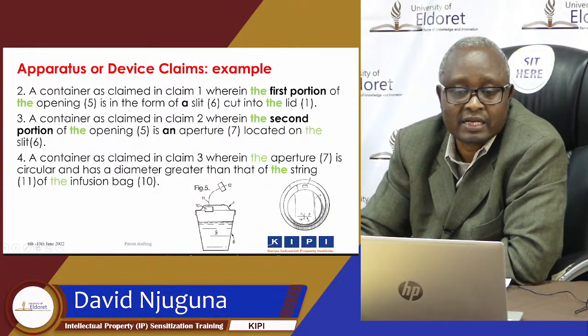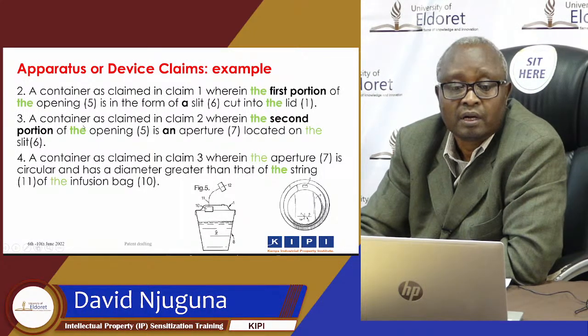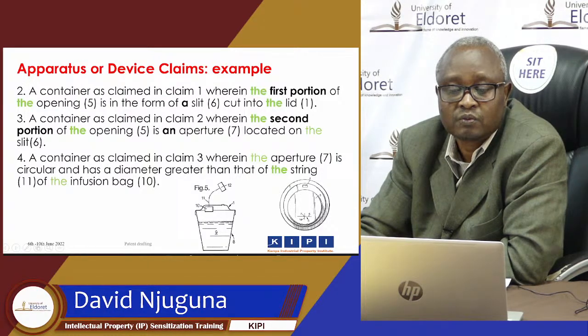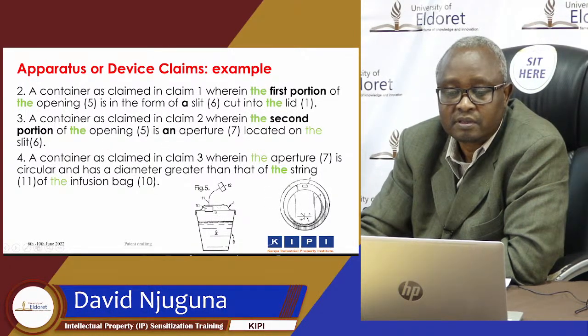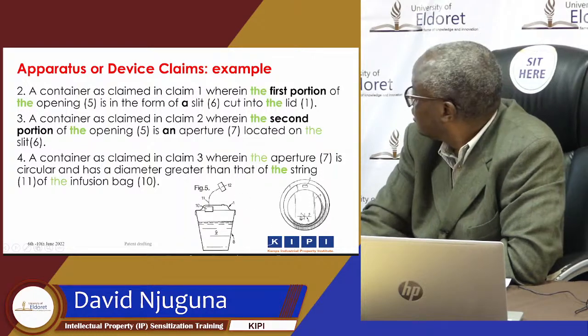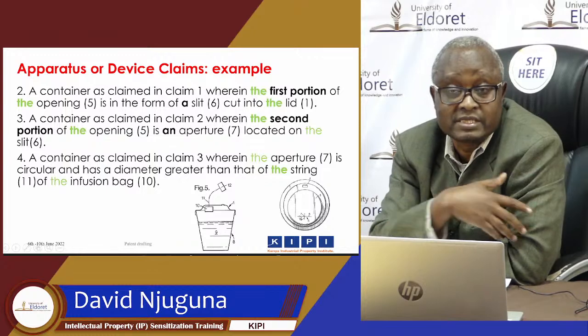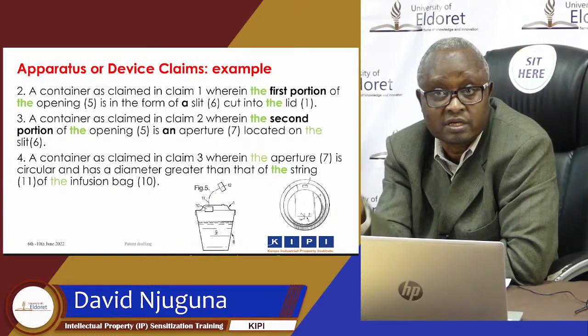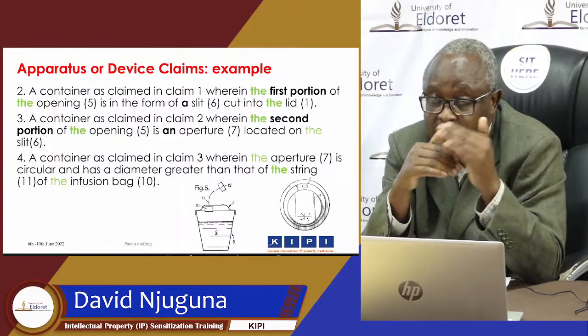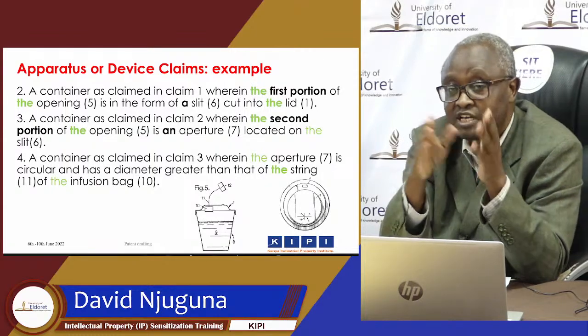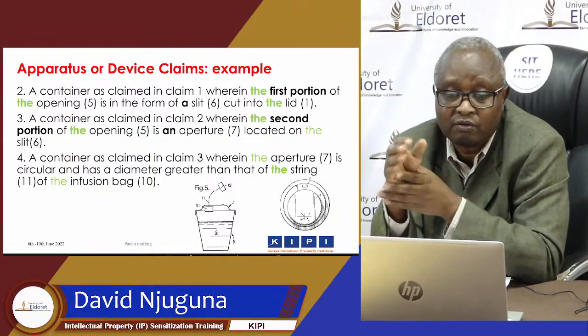So if you look at claim number 3, it's making reference to claim number 2 and saying we're in the second portion of the opening is an aperture. The aperture is the hole that is there, located on the slit. So that's the small hole that is there, located on the slit. So you are really describing in detail even the location of all these elements, the relationship between the various elements. Like my colleague said, it's not a list of parts. There has to be a relationship, a connection between the various technical features.